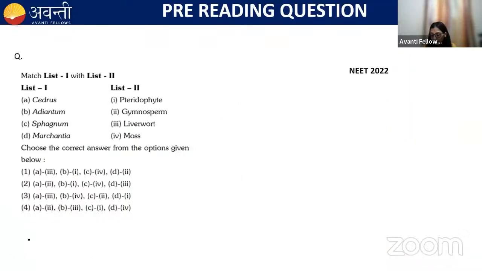So before we proceed with the lecture, let's take the pre-reading question. And the question says, match list 1 with list 2. List 1 contains Cedrus, Adiantum, Sphagnum, Marchantia. List 2 contains pteridophyte, gymnosperm, liverwort, and mosses. Choose the correct answer from the option given below.